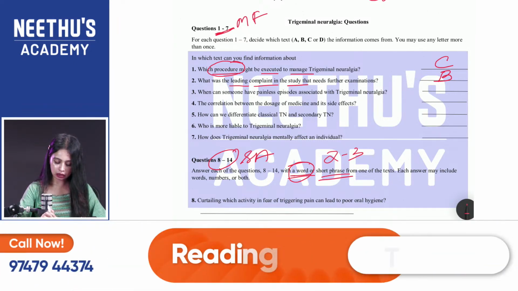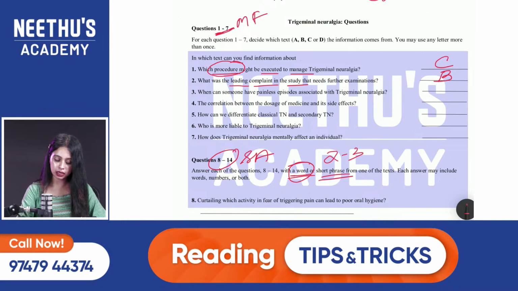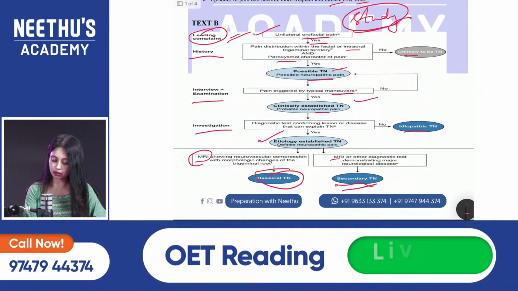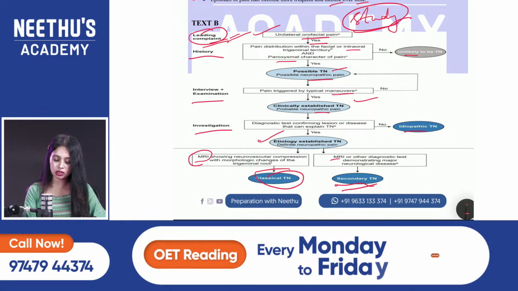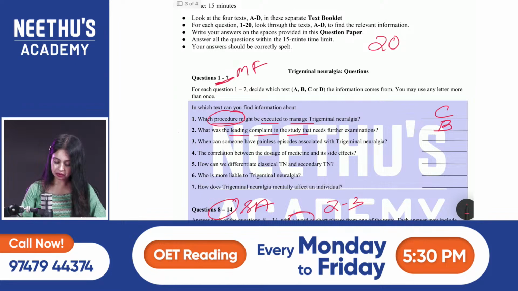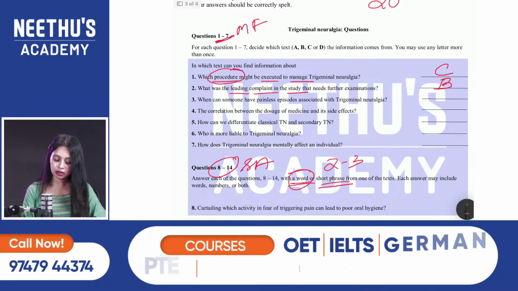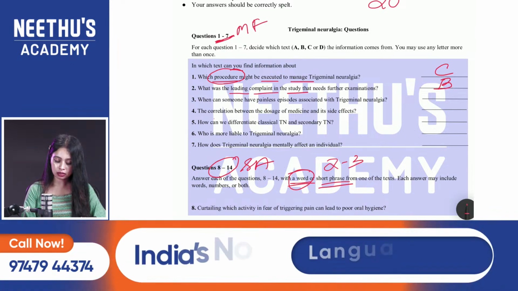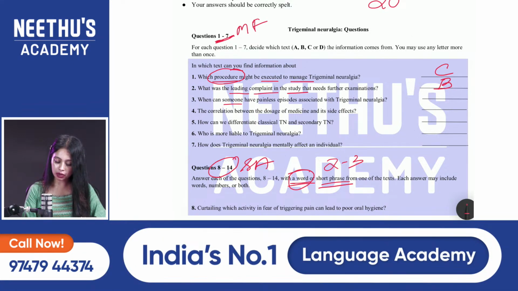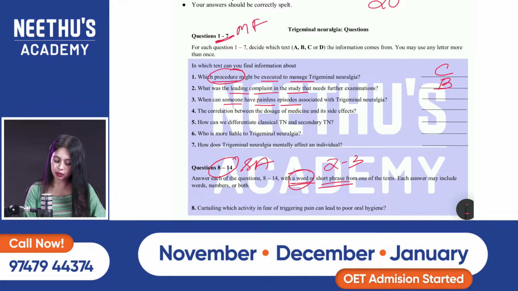And where is it mentioned in text B? The leading complaint. We have already underlined the keywords, leading complaint of the study, so that is in text B. Clear? Then the third one: when can someone have painless episodes associated with TN? So my keywords: someone, painless, episodes.